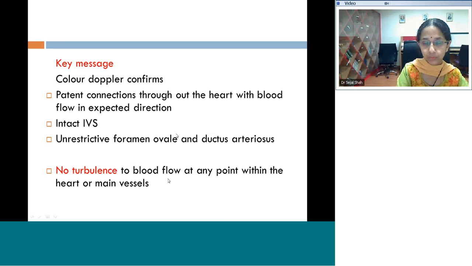So the color Doppler, what does it tell us? It shows patent connections throughout a normal heart and the flow in expected direction. It shows intact interventricular septum and an unrestricted foramen ovale and ductus arteriosus, both of which are so important in fetal life. No turbulence at any point in the heart or in the main vessels. So this is the importance of color Doppler.